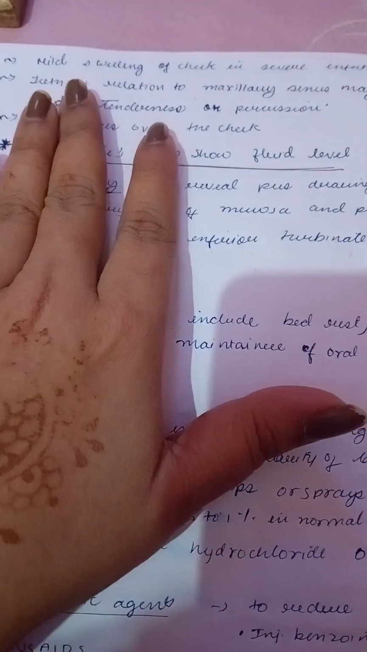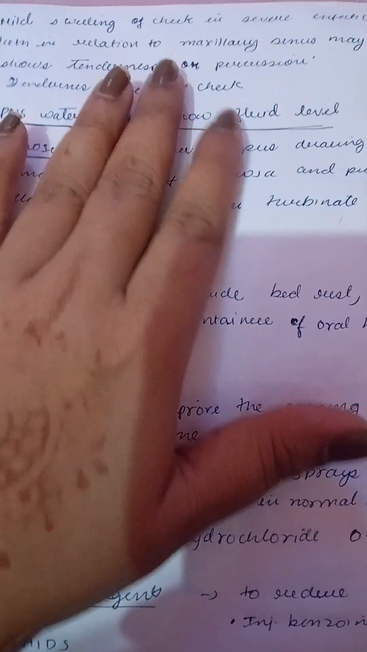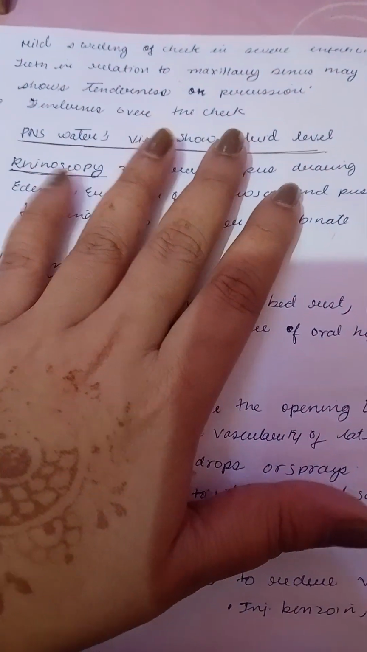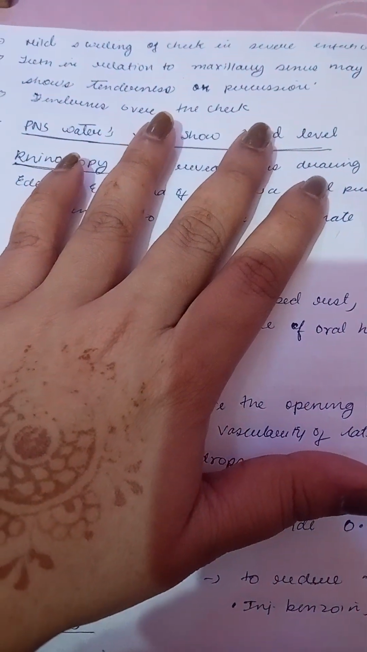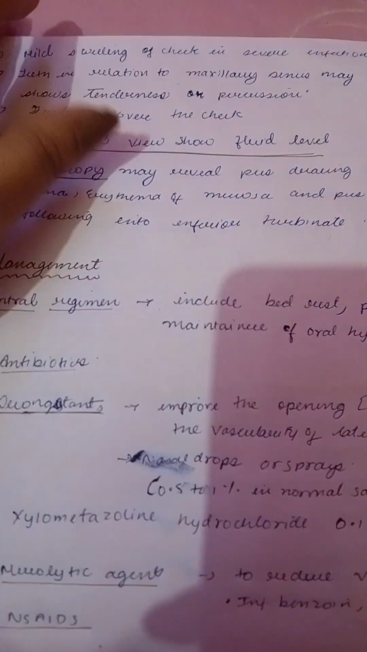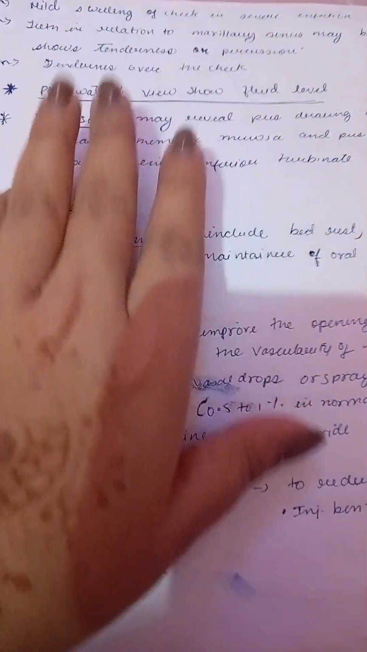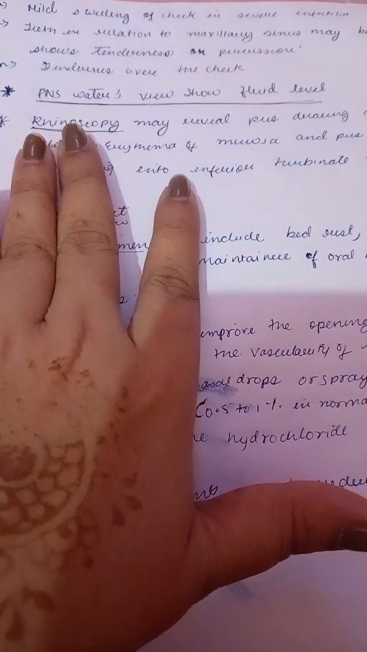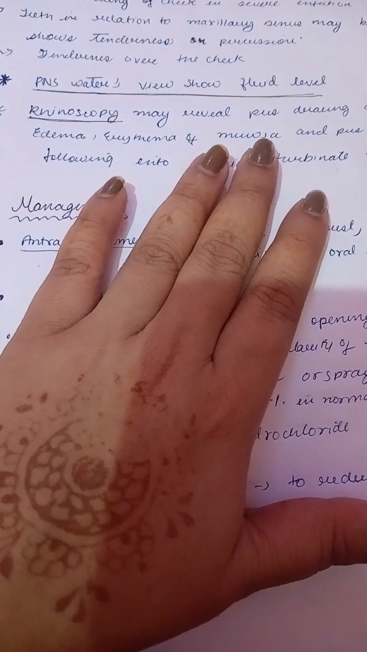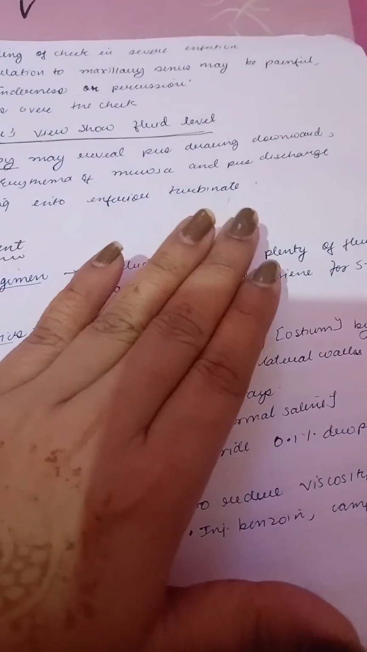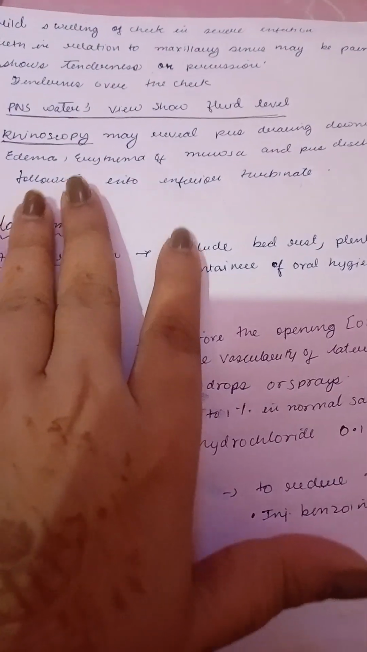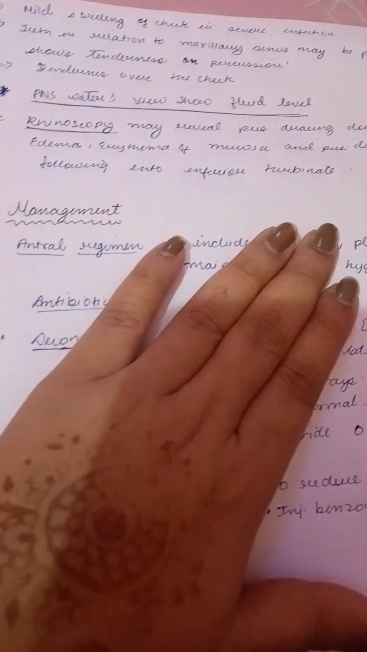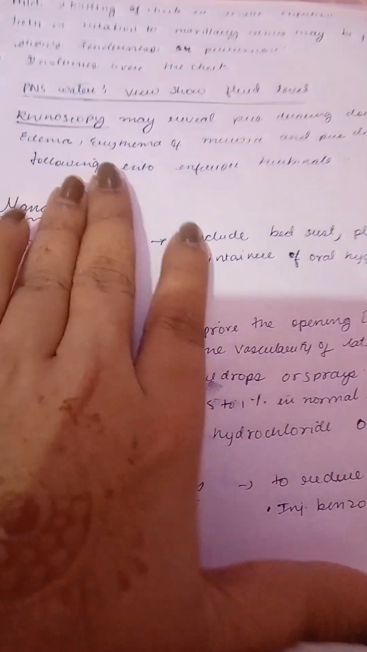Now there will be a mild swelling of the cheek in severe infection. Teeth in relation to the maxillary sinus may be painful or show tenderness on percussion. Tenderness over the cheek can also be felt. Now PNS Waters view is used to show the fluid level. Rhinoscopy may reveal pus draining downward, or it can reveal erythema of the mucosa and pus discharge flowing onto the inferior turbinate. So, PNS Waters view and rhinoscopy.